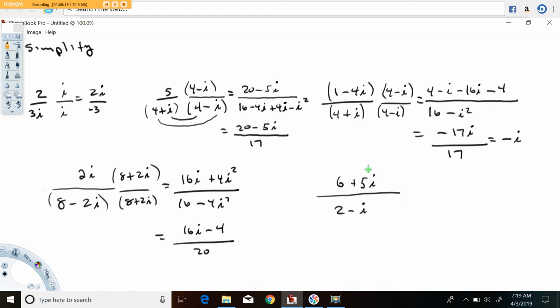And I'm going to go ahead and leave this one now as an exercise for the observer here. So what you want to do with that is multiply it by 2 plus i over 2 plus i. Don't forget to put parentheses around everything.